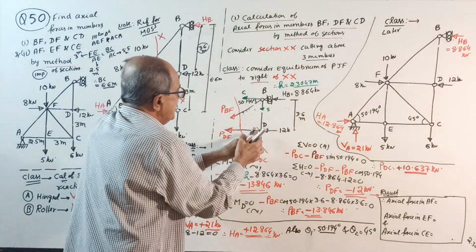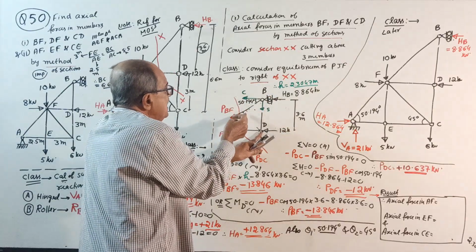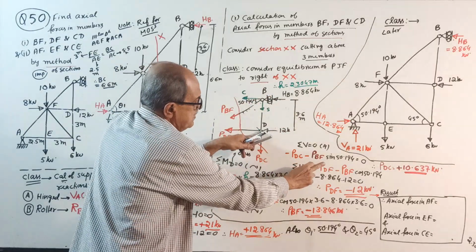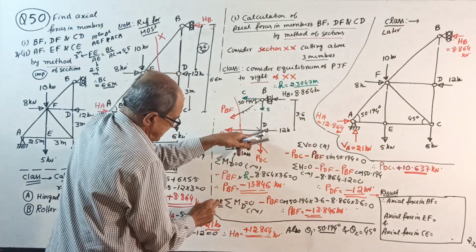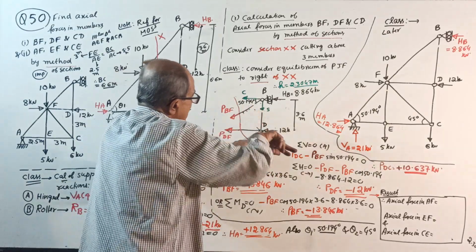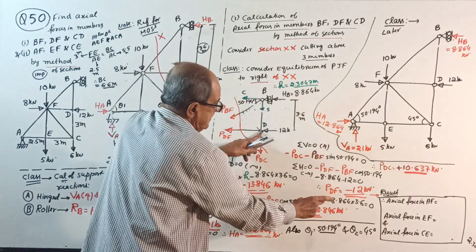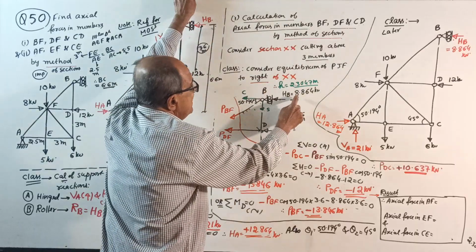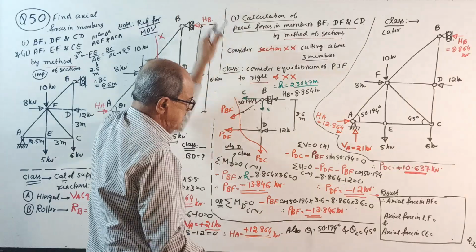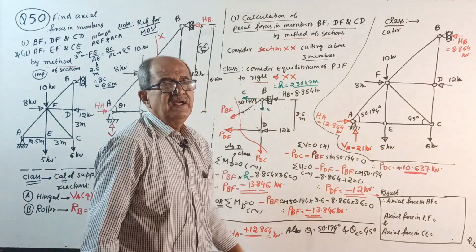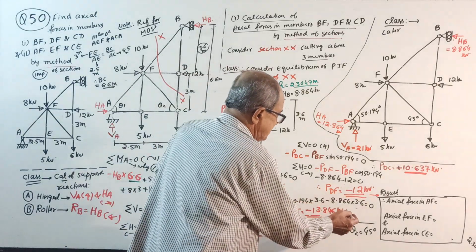Then, when you take moment about this point, minus PBF into cos of 50.194, where is it here? I wrote here, minus PBF into cos 50.194 into 3.6, then minus 8.864 also into 3.6 equal to 0, your PBF will come 13.846 kilonewton. I think the majority of people will tell, sir, this is better.